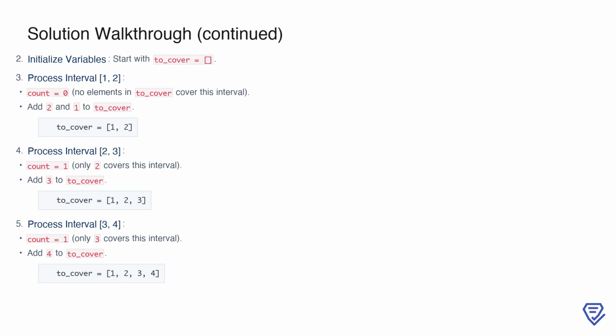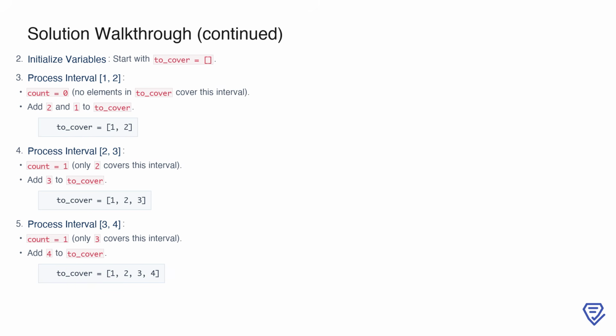For the interval [2,3], only the element 2 from to_cover falls within this range, so the count is 1. To ensure two elements cover this interval, we add 3 to to_cover, which becomes 1, 2, 3. Next, for the interval [3,4], only the element 3 covers it, so the count is again 1.